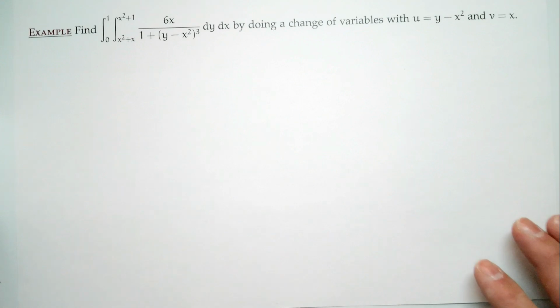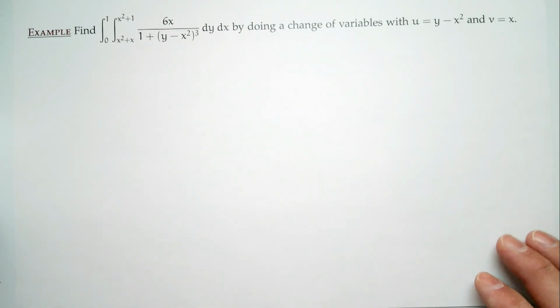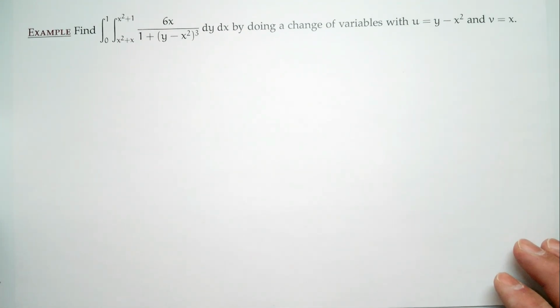So let's find the following. The integral from 0 to 1, the integral from x squared plus x to x squared plus 1 of 6x divided by (1 plus y minus x squared) cubed dy dx by doing a change of variables with u equals y minus x squared and v equals x.